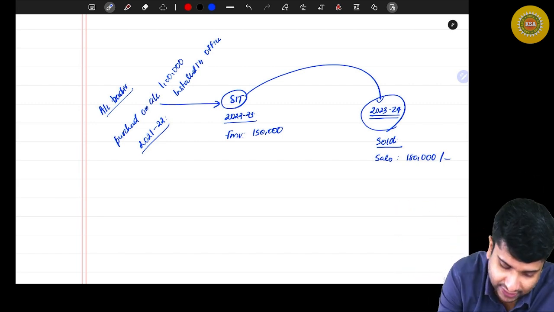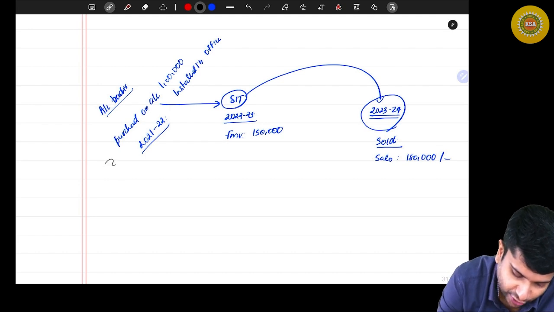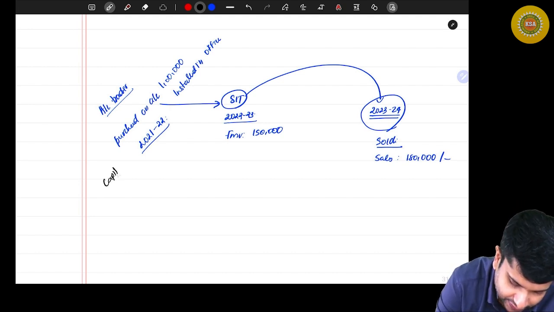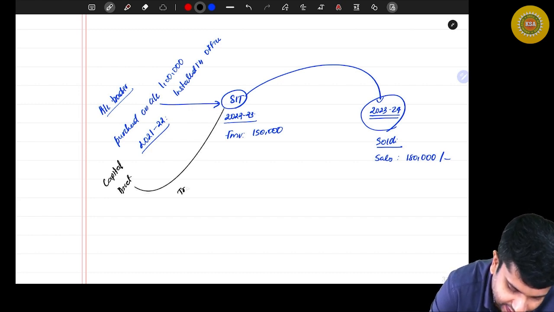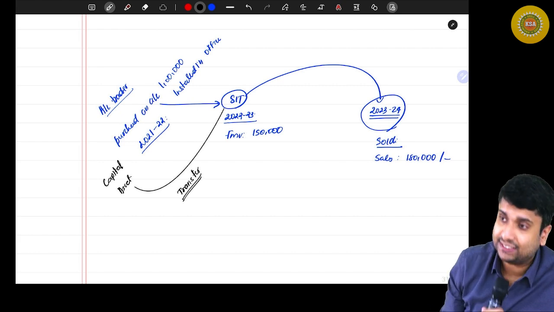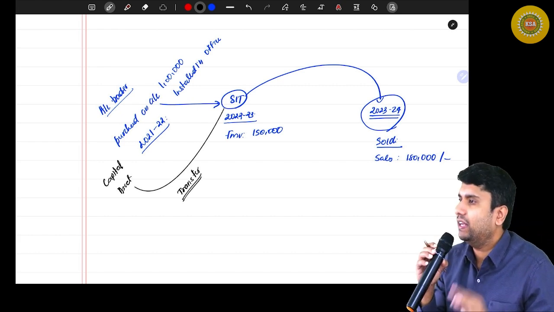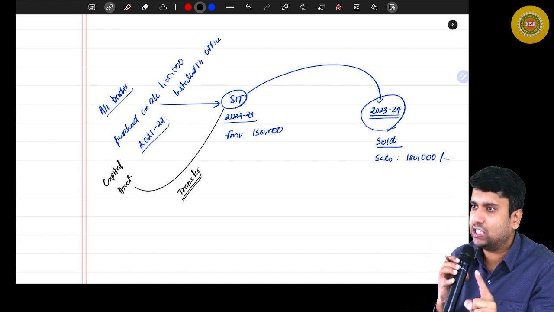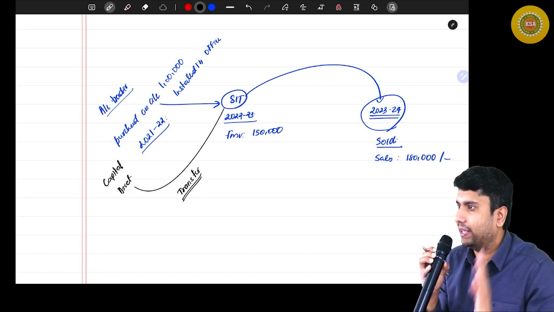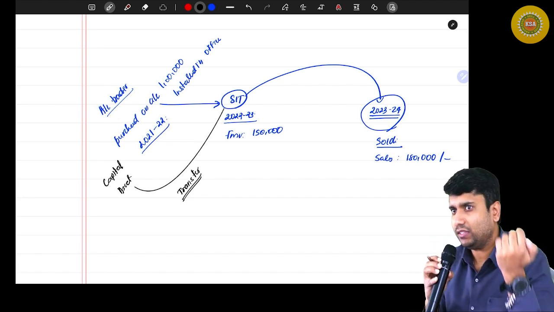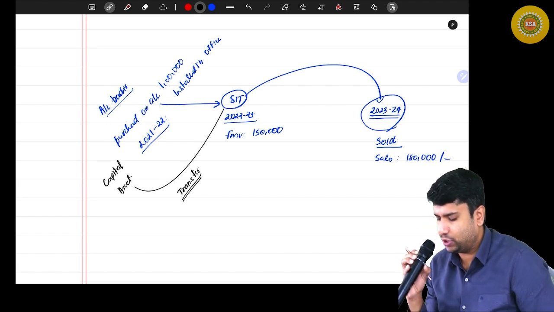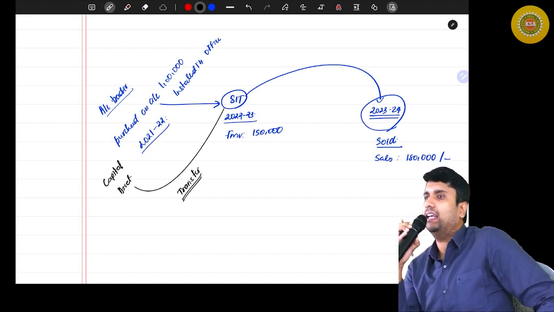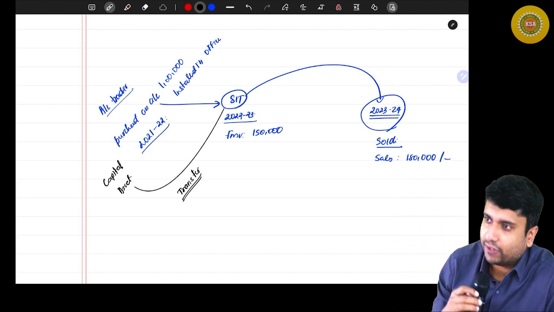Whenever there is a conversion of a capital asset into stock in trade, that is regarded as a transfer for the purpose of capital gains. If it is a transfer, then you have to compute the capital gain because there is a capital asset. Conversion is regarded as a transfer, so you must compute the capital gain over there. Are you all with me?